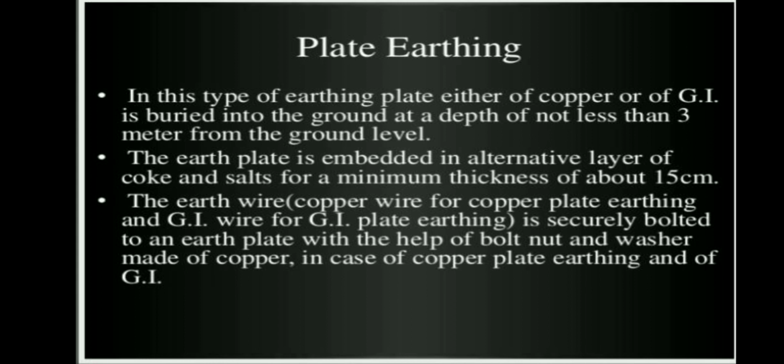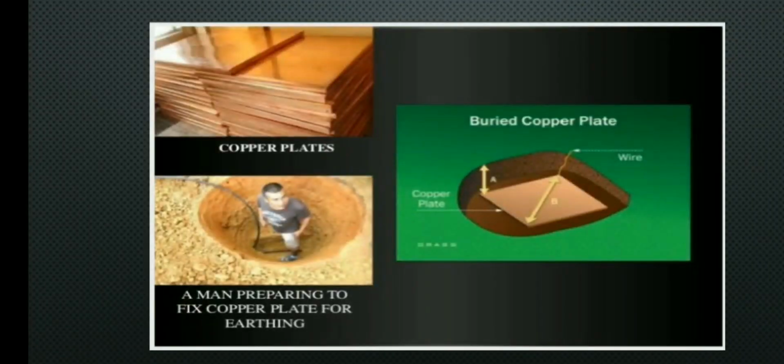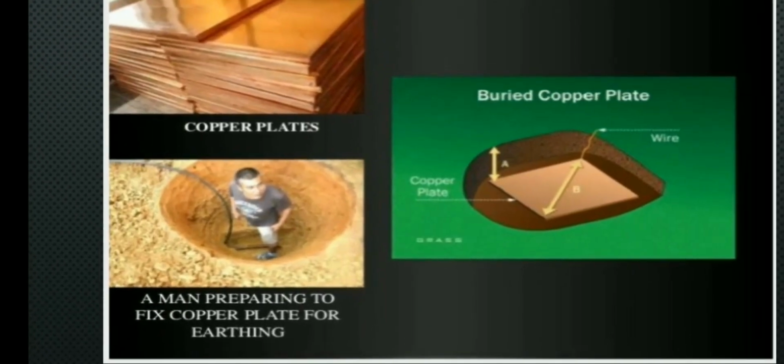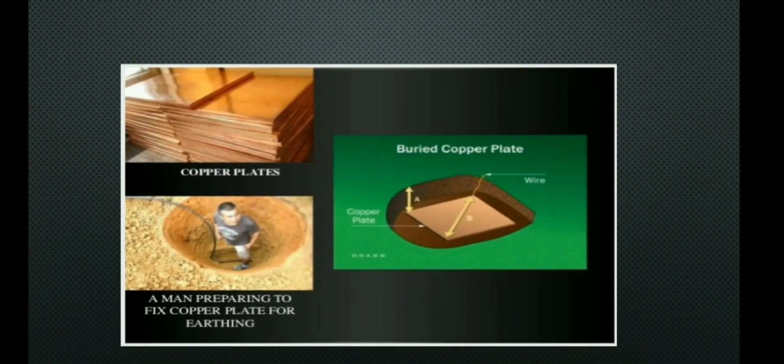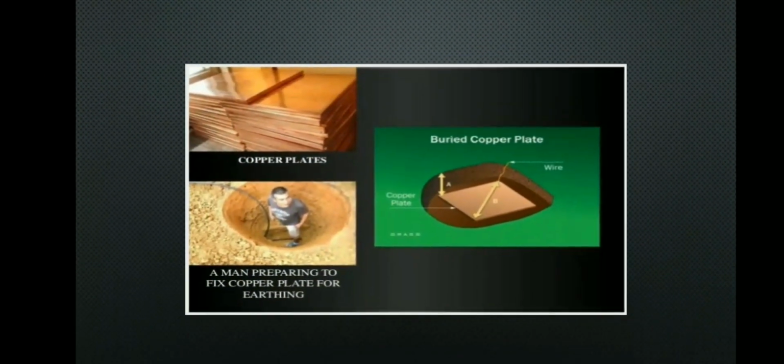The earth wire, meaning copper wire for copper plate earthing and GI wire for GI plate earthing, is securely bolted to the earth plate with the help of bolt and nut made of copper in the case of copper plate earthing, and GI otherwise. Here you can see the photos of plate earthing.